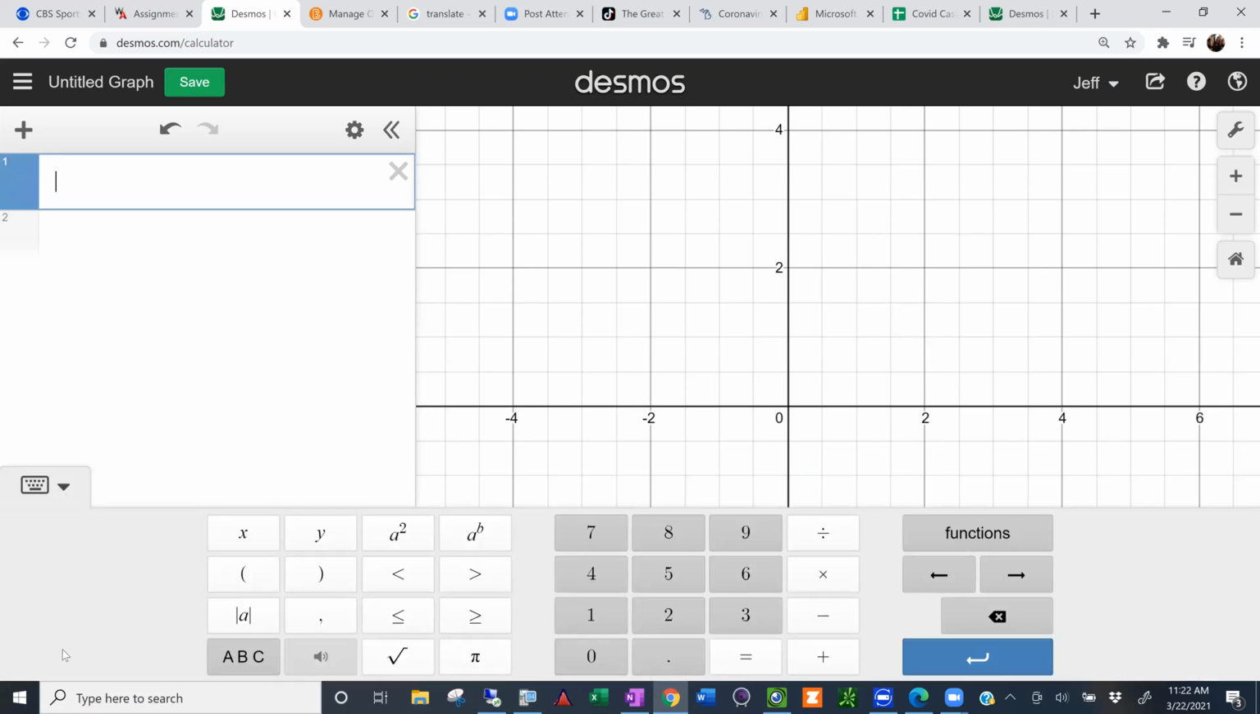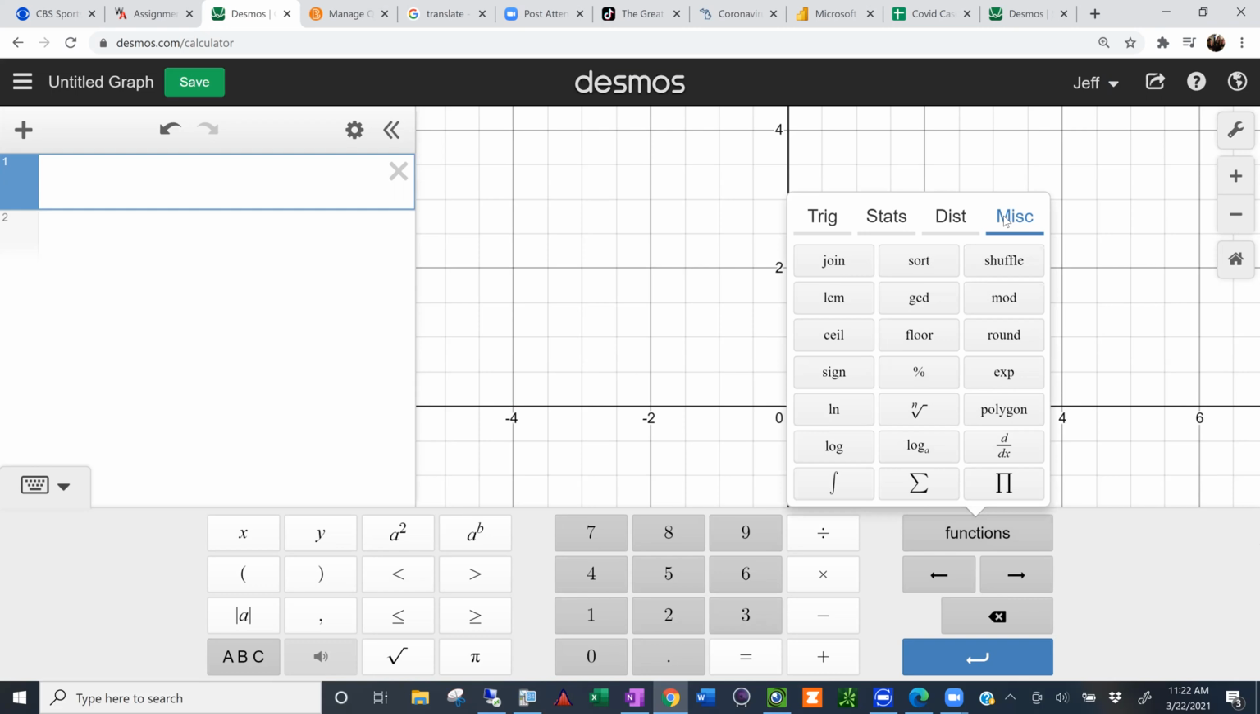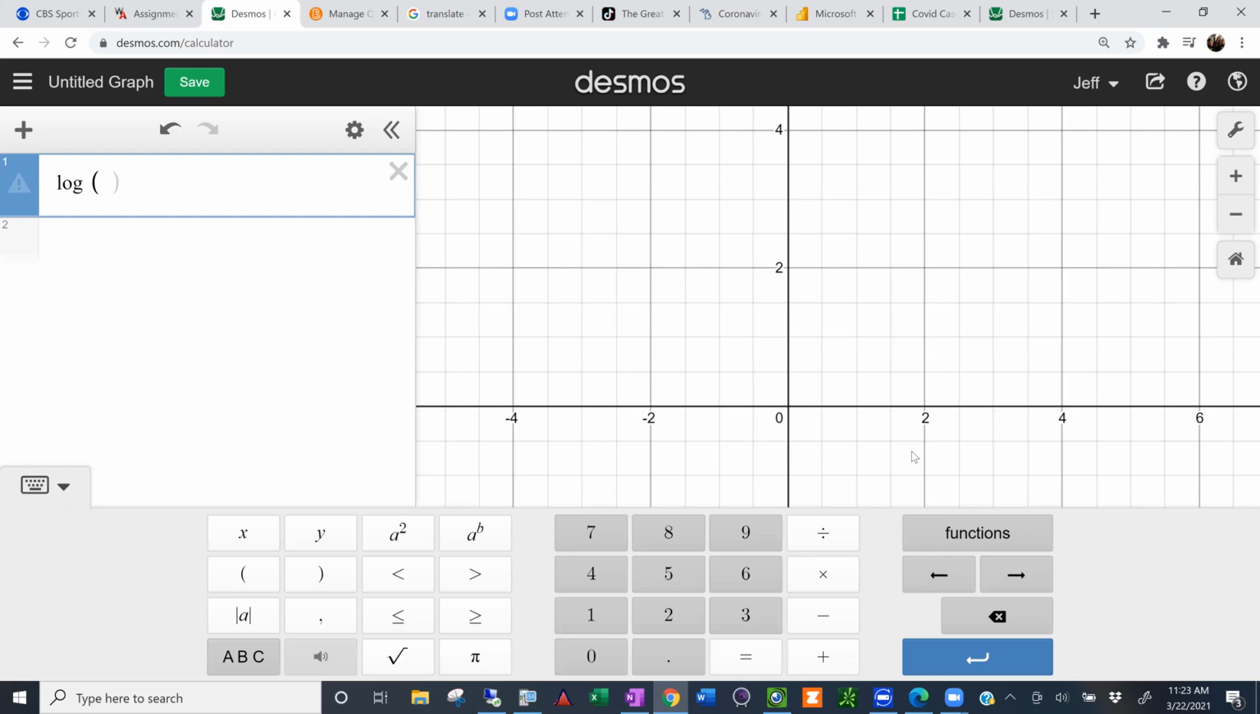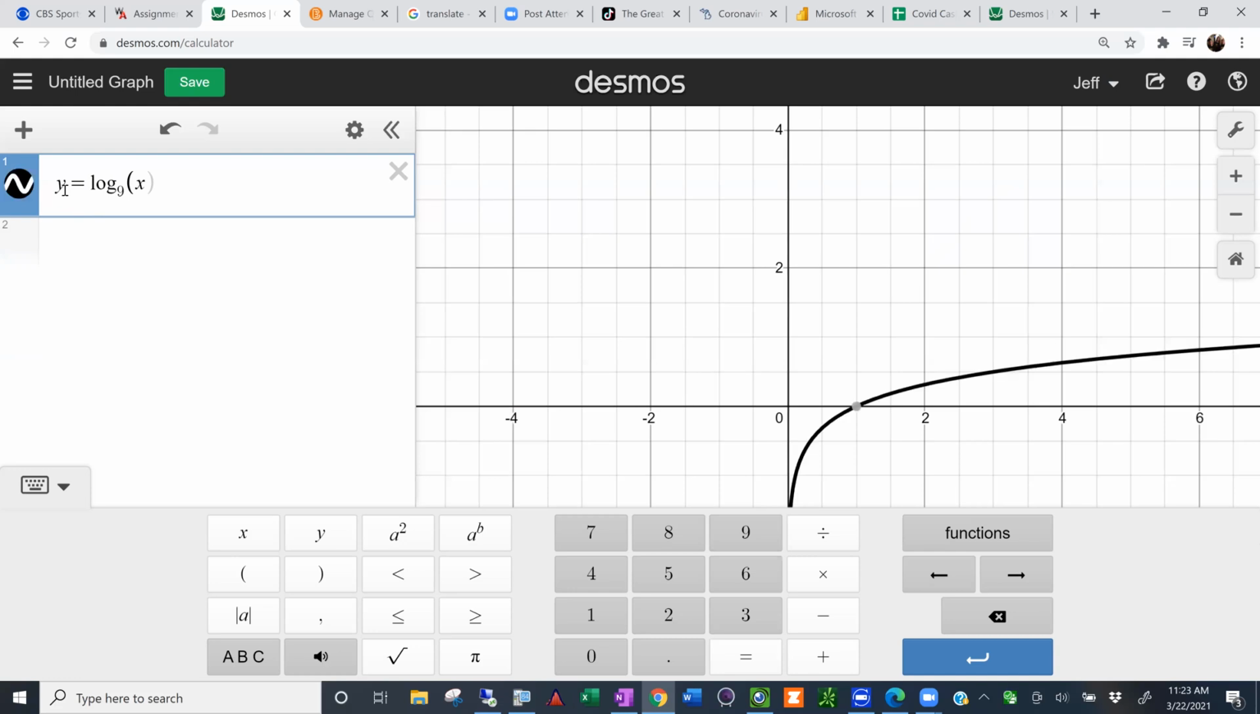So click the keypad here. That'll bring up this. Then you got to go over to functions. Once you open up functions, you got to click miscellaneous. Once you click miscellaneous, it's down here. That's the one you want. So that puts a little subscript down here. You can type in the base, log base 9 of x. And generally speaking, I like to put in the y. It's understood by Desmos that you have y equals that, but I like to make it explicit. So there you go. That's one way you can do this.